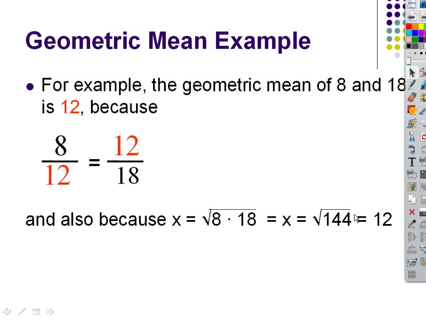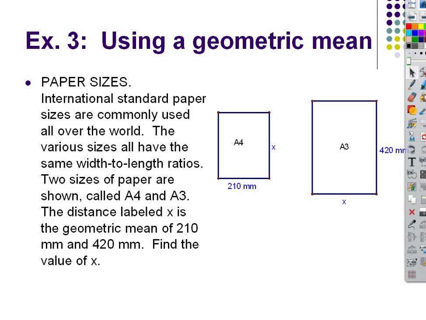So if we wanted to do that, now here's an example. We know that 8 over 12 equals 12 over 18, so 12 would be the geometric mean of 8 and 18. Okay, we could do another example.